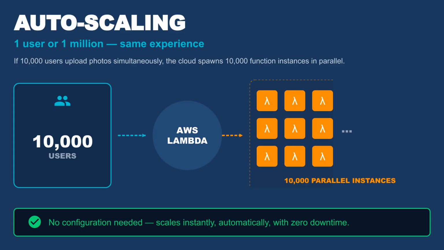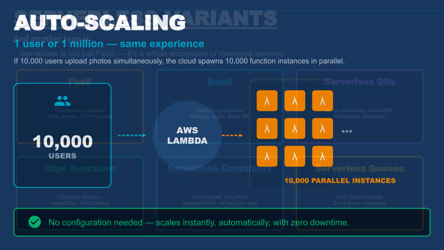Auto-scaling is automatic and instant. If 10,000 users upload photos at the same time, the cloud will spawn 10,000 function instances in parallel. There is no configuration needed, and it scales instantly with zero downtime.